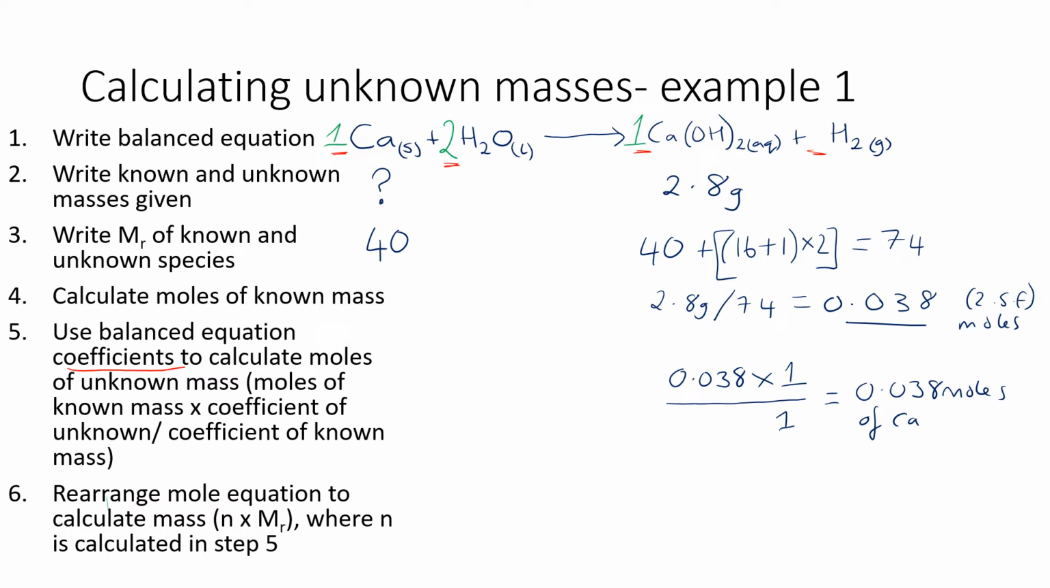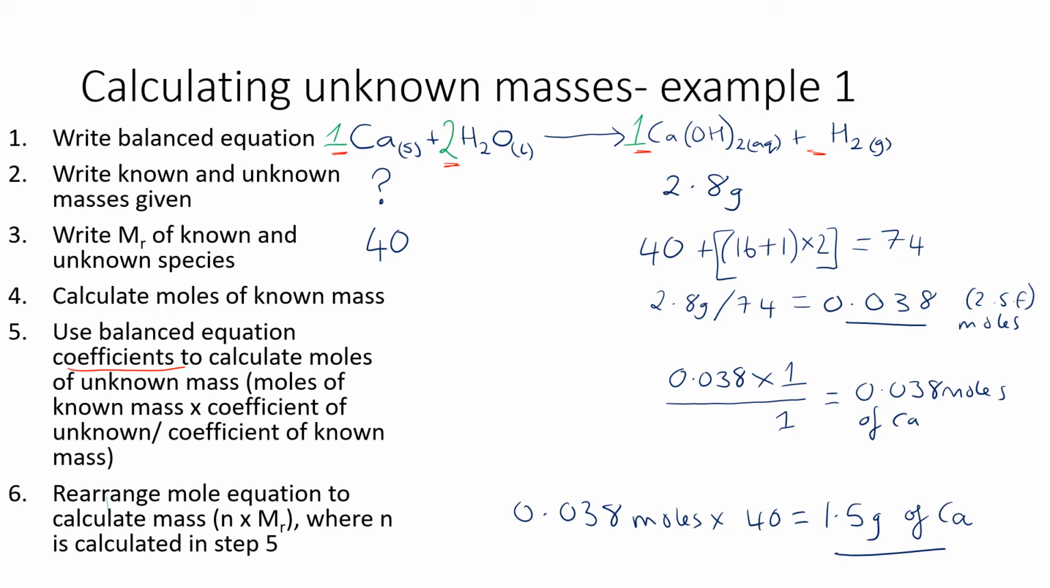Now, for those of you who are quite good with ratios, you would have seen from the balanced equation that I have a 1-to-1 ratio of my unknown calcium with my known calcium hydroxide mass. So if I have 1 mole of calcium hydroxide, I must have 1 mole of calcium. So if you couldn't see that, use the equation in step 5.